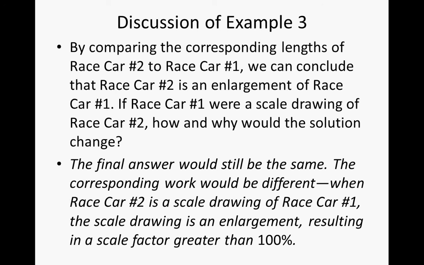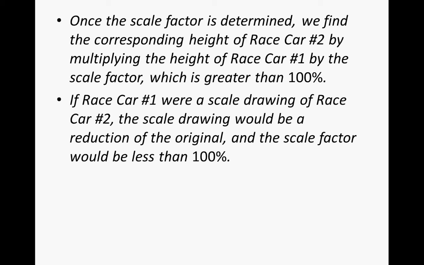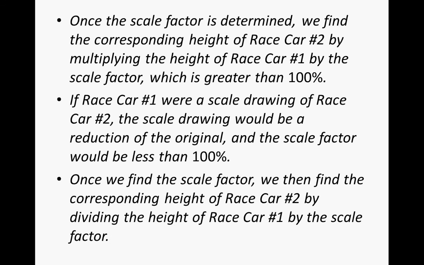When race car number 2 is a scale drawing of race car number 1, the scale drawing is an enlargement, resulting in a scale factor greater than 100%. Once the scale factor is determined, we find the corresponding height of race car number 2 by multiplying the height of race car number 1 by the scale factor, which is greater than 100%. If race car number 1 were a scale drawing of race car number 2, the scale drawing would be a reduction of the original, and the scale factor would be less than 100%. Once we find the scale factor, we then find the corresponding height of race car number 2 by dividing the height of race car number 1 by the scale factor.